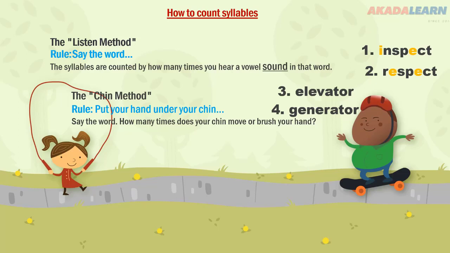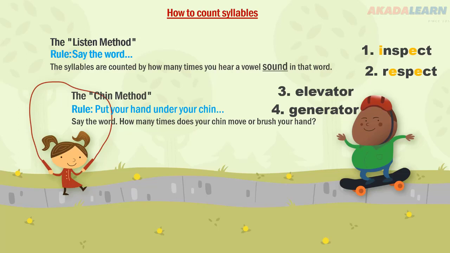Let's try with the second word, respect. Say the word respect. How many times did your chin brush your hand? 2 times. So we also have 2 syllables in the word respect. Let's try it with the other examples. With the word elevator, we'll say the word with me. Elevator. So how many times did your chin brush your hand? If you said 4, then you're absolutely correct. Let's try it with the last word, generator.